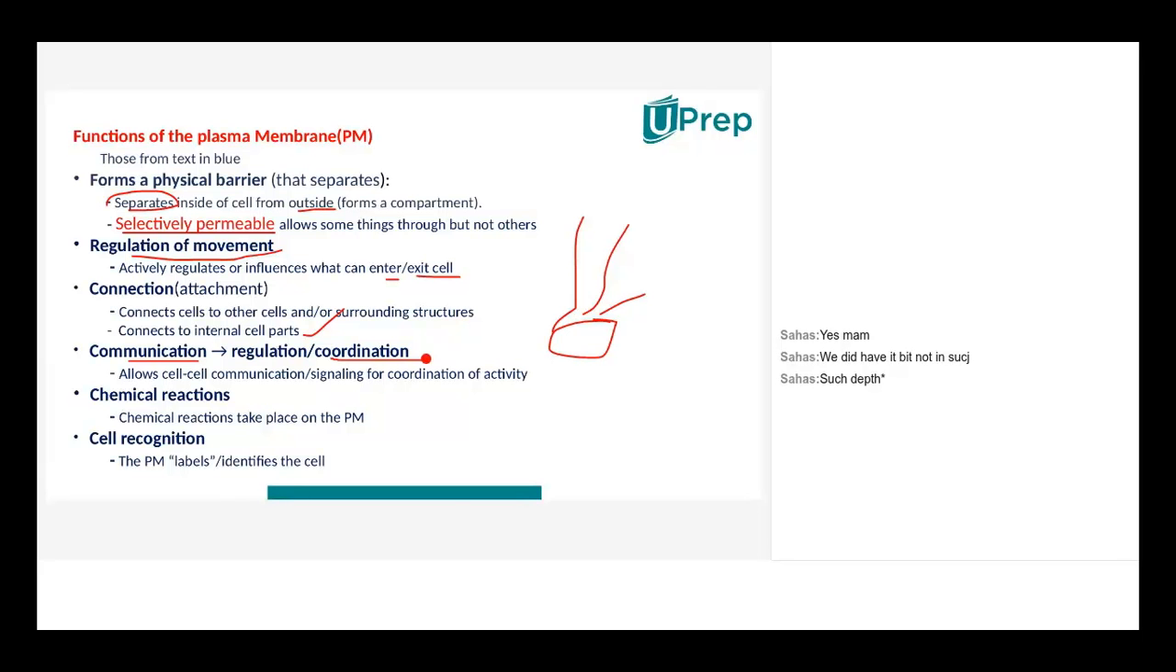Okay. Then chemical recognition, this I am going to explain with the blood grouping concept. Now cell recognition, just now I explained immunity. So only those which are not identified will be taken as foreign particles, and it will exclude them. So these are the various functions of plasma membrane.